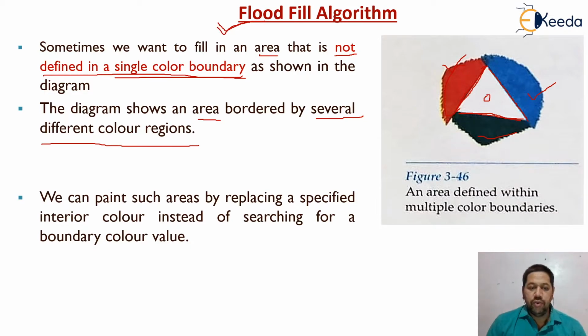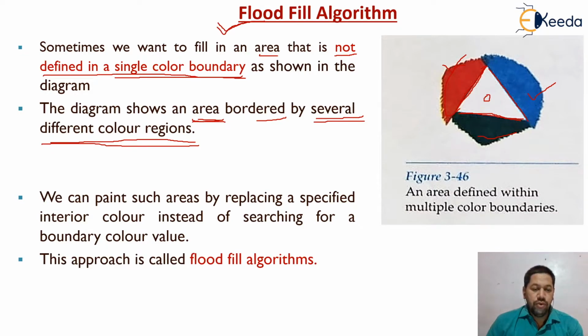So the difference between the boundary fill algorithm and the flood fill algorithm is that in the flood fill algorithm, the area of the polygon which we want to fill with some color is bordered by several different color regions. It means the boundary is not of a single color, it is of multiple colors, as shown in the diagram.